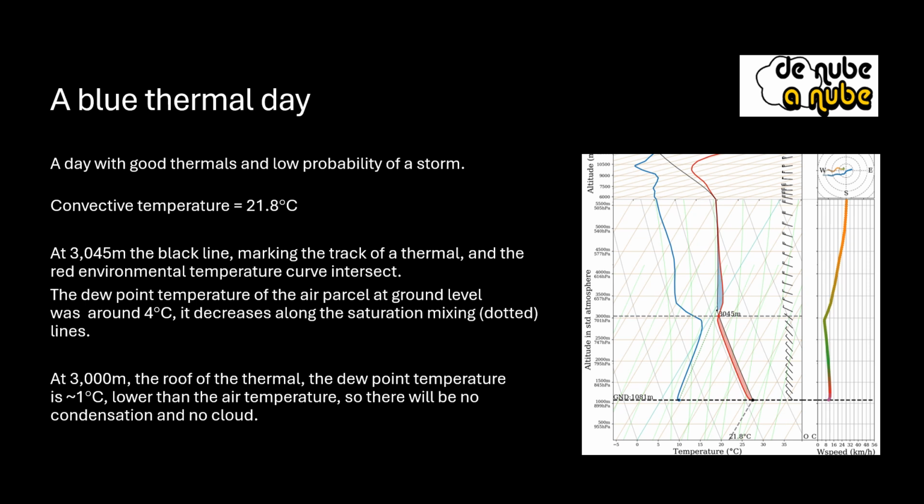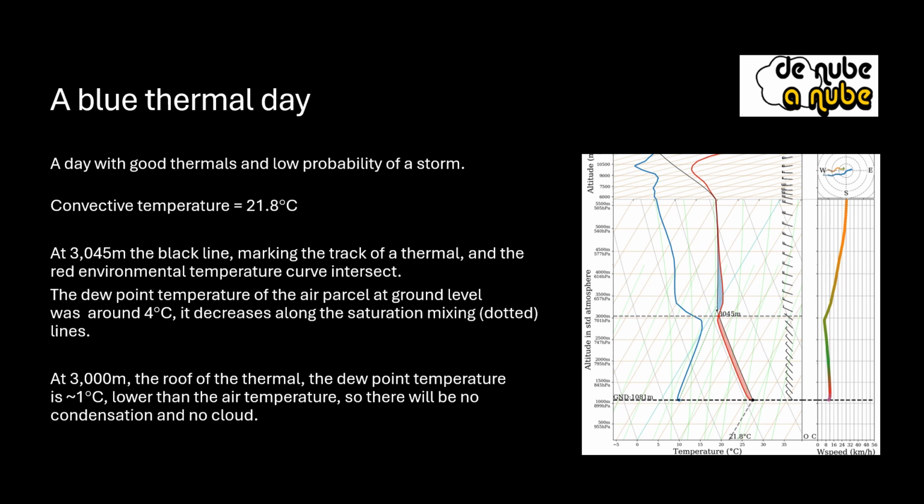In fact, this is a blue day with good thermals and a low chance of storms. The wind direction at launch is around 10 kilometers per hour from the northwest. The temperature forecast at launch for this day is predicted to reach 21.8 degrees centigrade. Because this temperature is higher than the temperature of the surrounding air, air parcels that reach this temperature become less dense than the air around them and begin to rise.